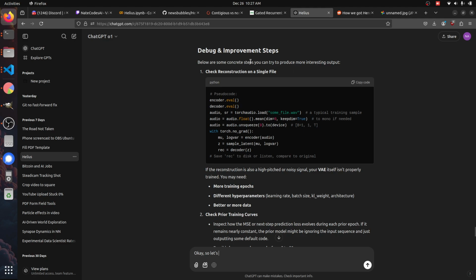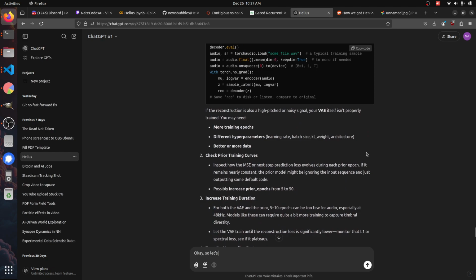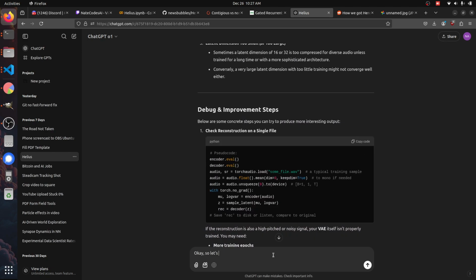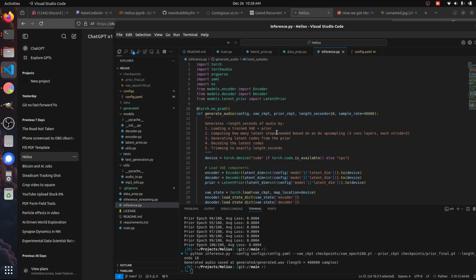All right. Okay, so let's do some debugging before we give up on this model. Another thing that I noticed is that it was really quite slow. To generate 10 seconds of audio, I think it took about 10 seconds. In fact, let's just see. Let's just do this on inference.